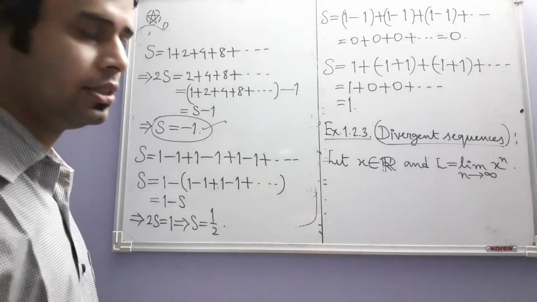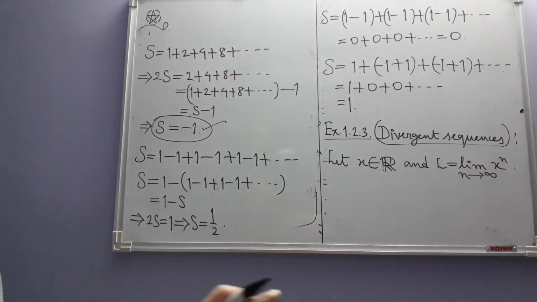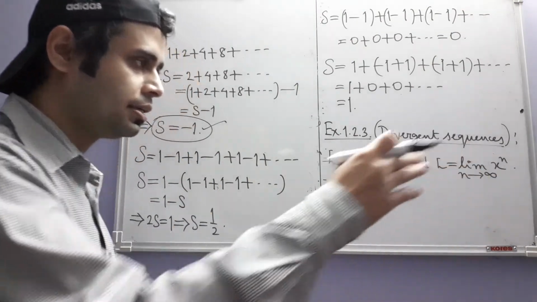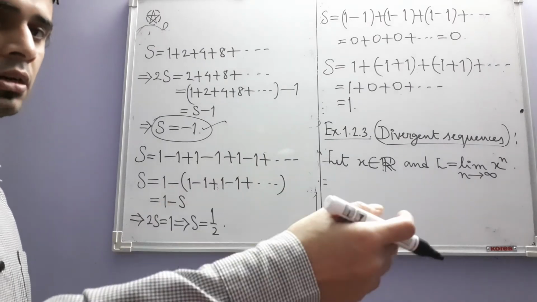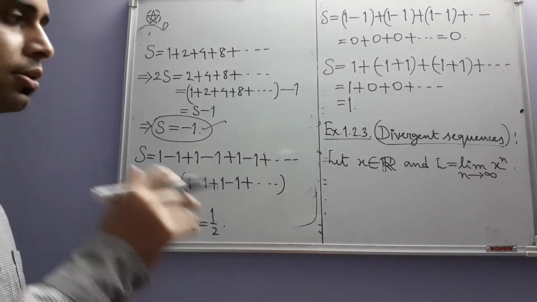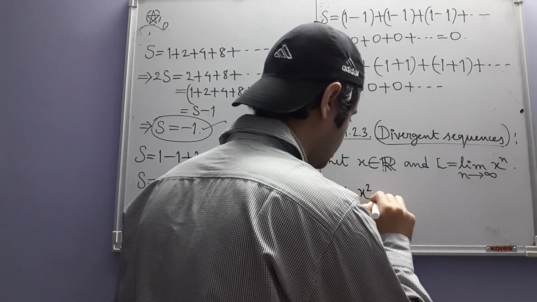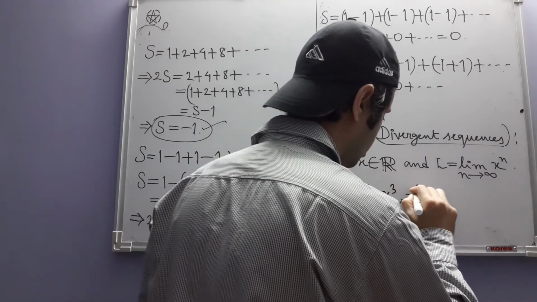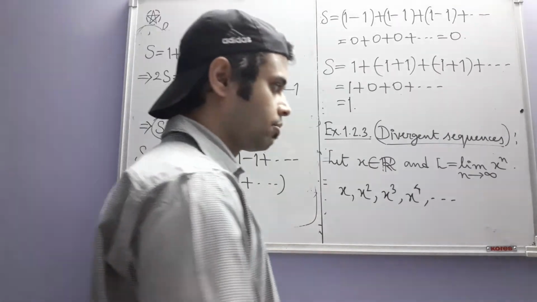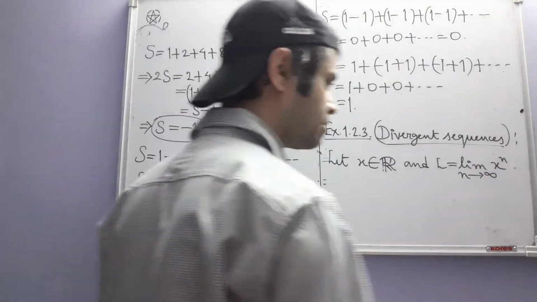1 to infinity. When we say 1 to infinity, we don't mean n is equal to infinity ever. It means that the value of n is increasing and it's taking positive integral values. First n takes the value 1, then 2, then 3, and so on. Okay, generating this sequence x squared, x cubed, x to the power 4, and so on. This is the sequence. Now we are considering L to be the limit of this sequence.